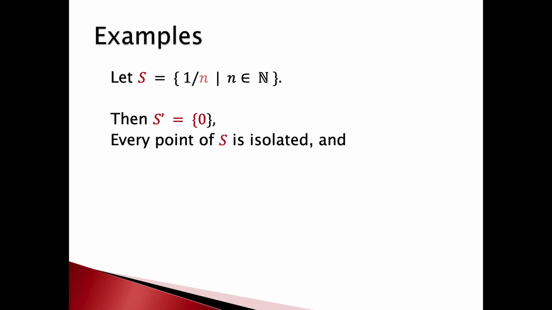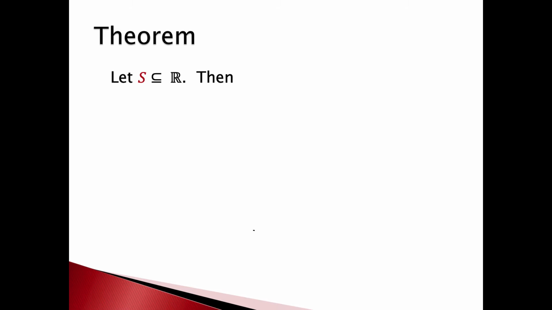But on the other hand, every point of S is isolated because the only accumulation point is 0, and that's not in my set. So that means that the closure would be this set S, and we throw in the single point, or the set containing the single point 0.